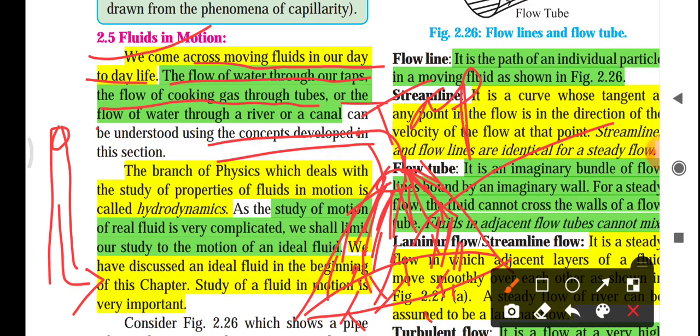Or the flow of water through the river or canal. Water is going to flow from the river or from the canal.